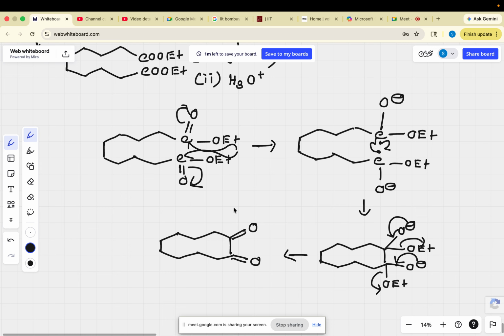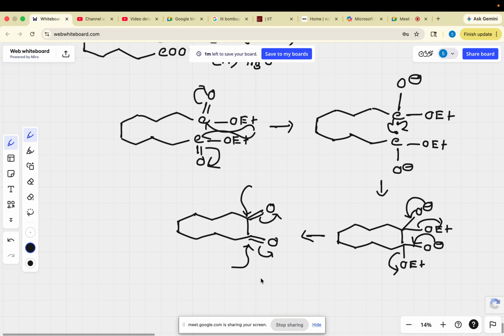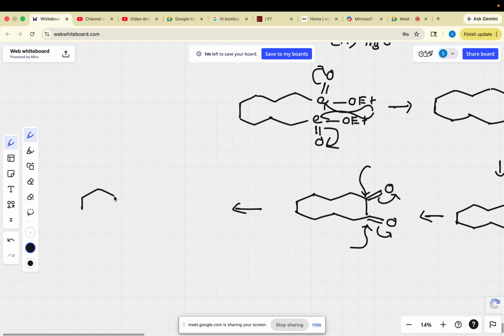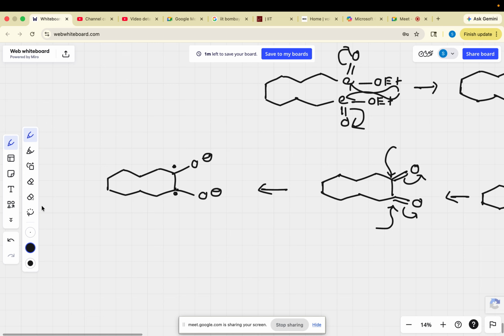Now again sodium will donate one electron to this carbon, this bond will break. This center it will donate one electron, this bond will break. So what I am getting, it will become O minus, it will also become O minus. Here you have one odd electron, here also you have one odd electron, so they will combine with each other. When they are combining, you are getting a double bond here.